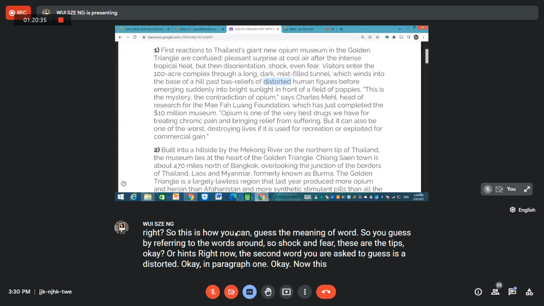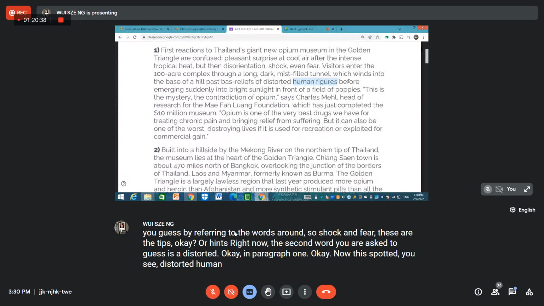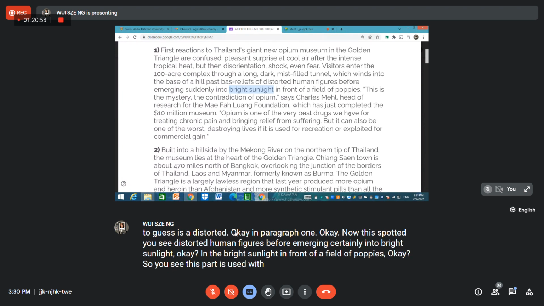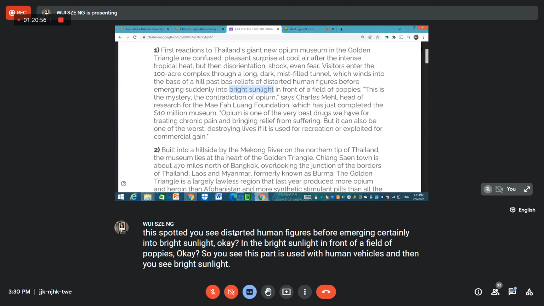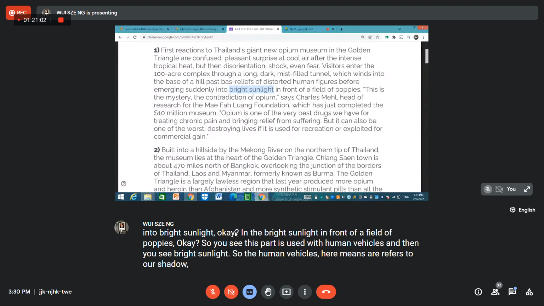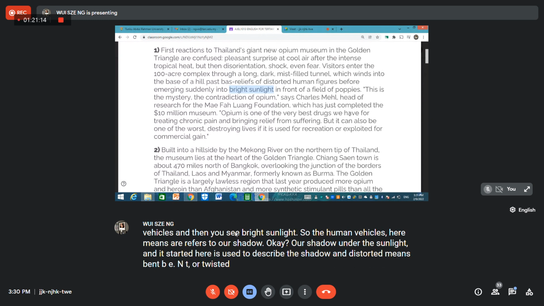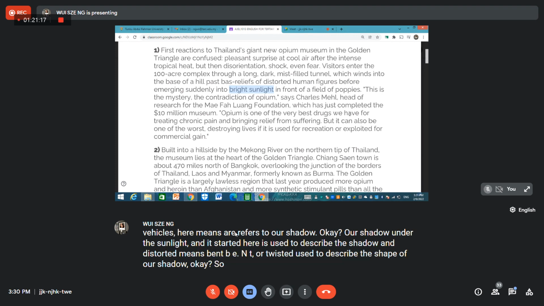Now, the second word you are asked to guess is distorted, in paragraph 1. You see, distorted human figures before emerging suddenly into bright sunlight in front of a field of poppies. Distorted is used with human figures, and then you see bright sunlight. So the human figures here refer to our shadow under the sunlight, and distorted is used to describe the shadow. Distorted means bent, B-E-N-T, or twisted, used to describe the shape of our shadow. This is how you can guess.